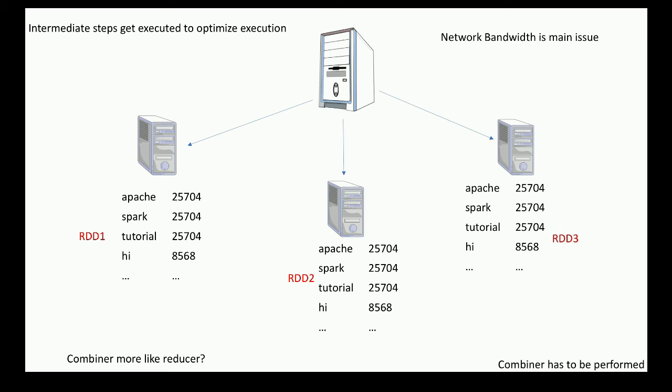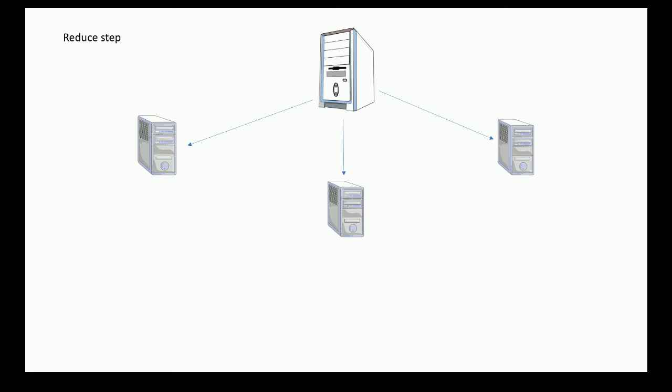So now what happens? Once we have this data calculated, it performs the reduce operation, which we just talked about. It sends A to I over here, J to S to this node, and then T to Z over here. So all the words that start with A are sent to this node. All the words that start with J to S are sent to this node. All the words that start with T to Z will be sent over to this node.